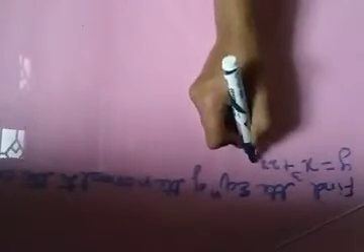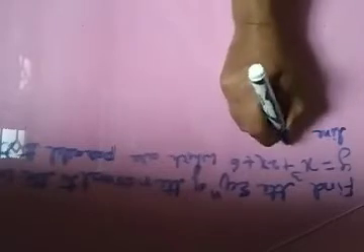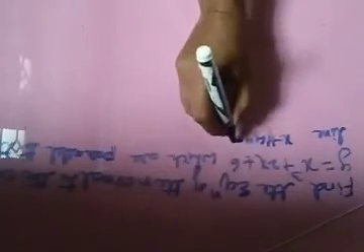Next one. Find the equation of the normal to the curve y is equal to x cube plus 2x plus 6, which are parallel to the line x plus 14y plus 4 is equal to 0.